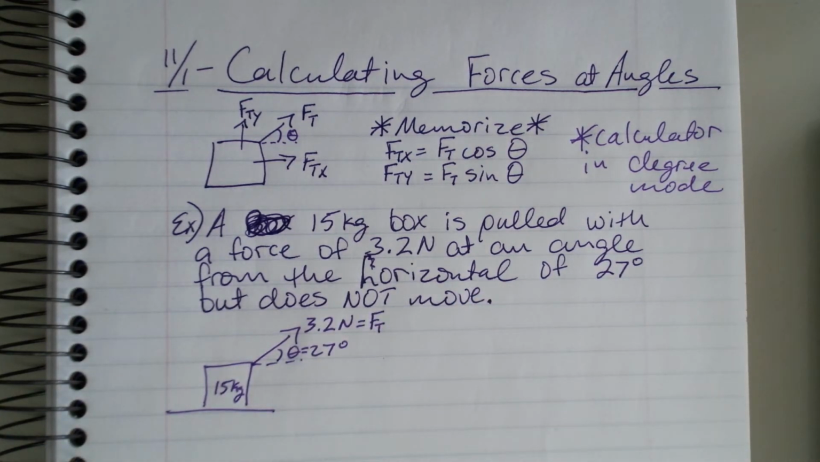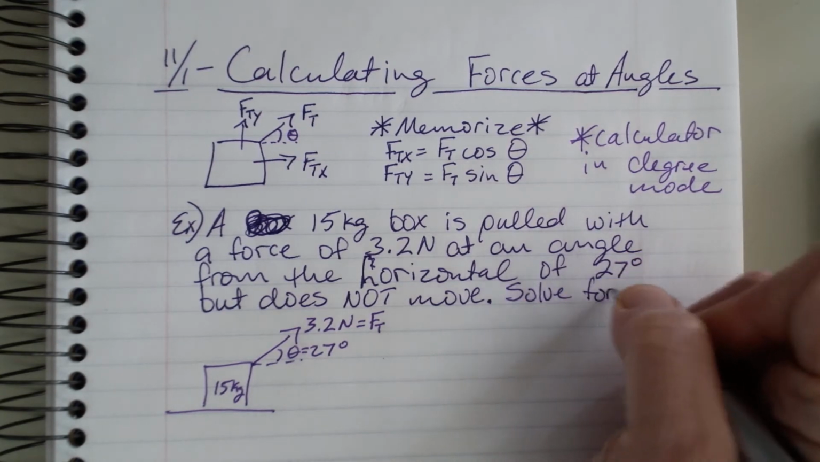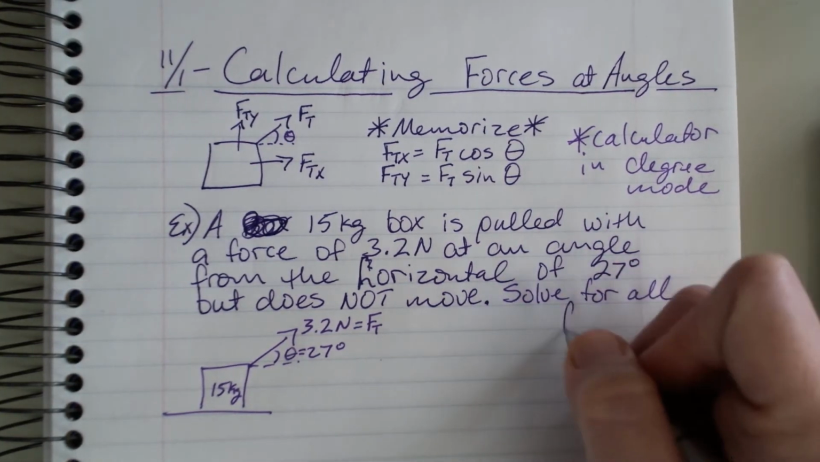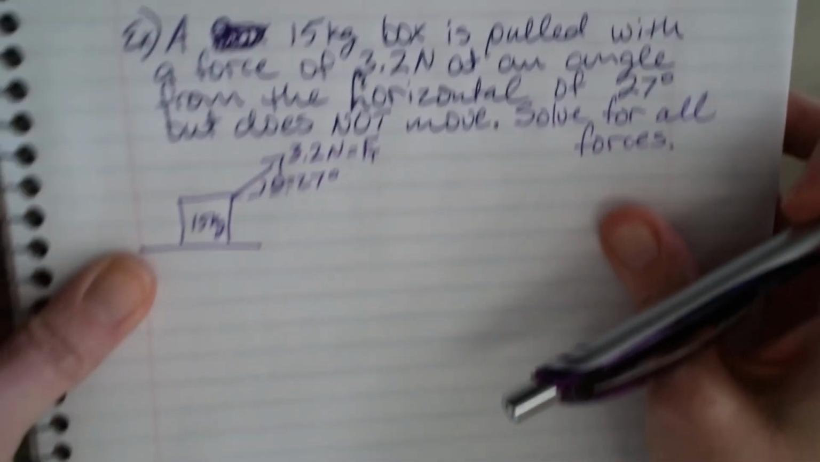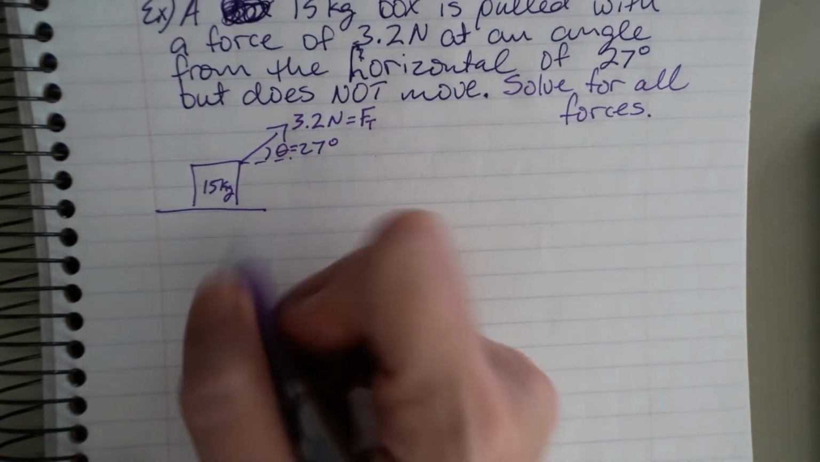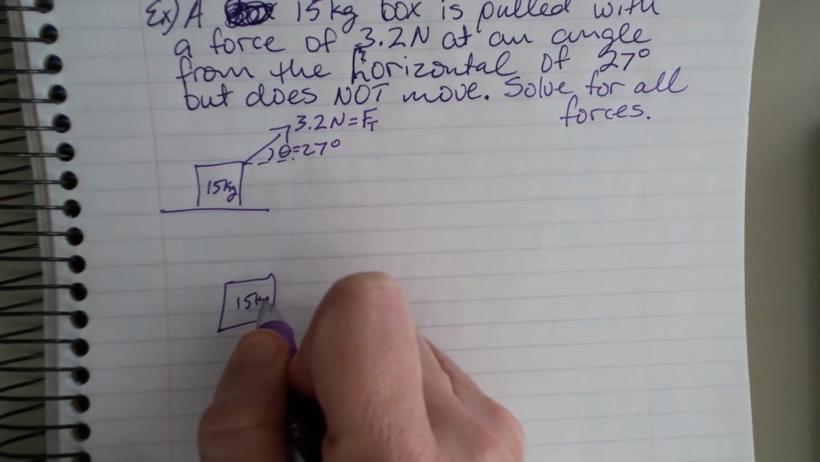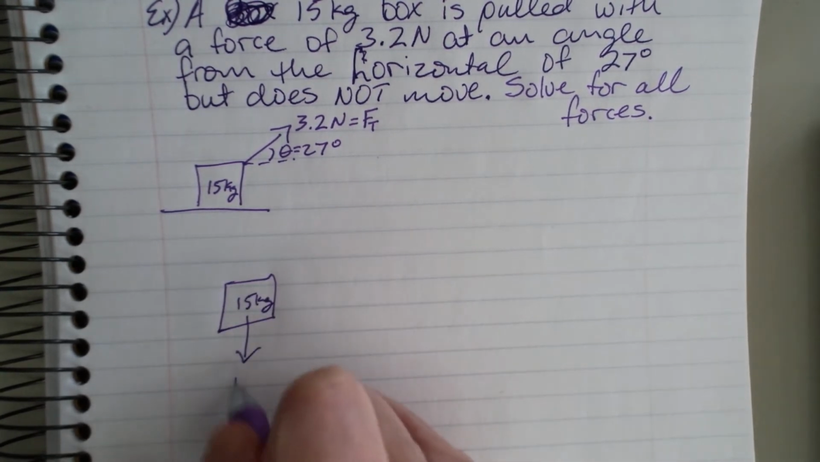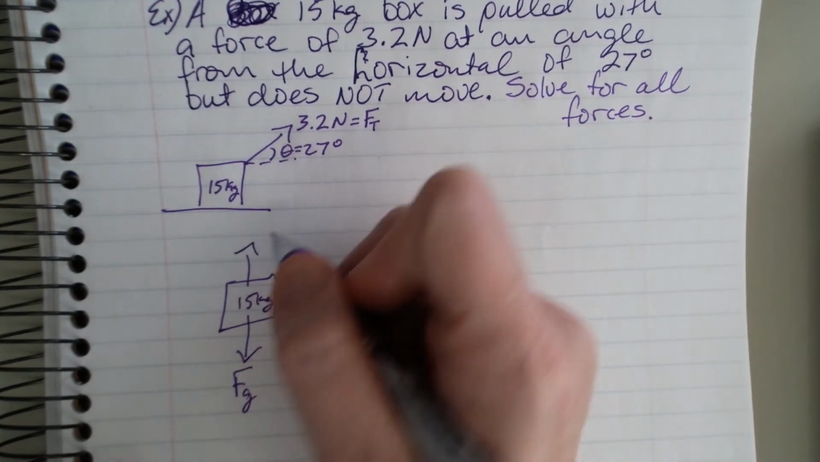Okay? So the first thing you're going to have to do is draw a force diagram, and then I want you to solve for all forces. I forgot to write that, didn't I? Solve for all forces. So the first thing you're going to have to do is draw a free body diagram. A free body diagram of this thing right here, you have a 15 kilogram object. It has weight, so it has Fg. It's sitting on a surface, so it has normal.